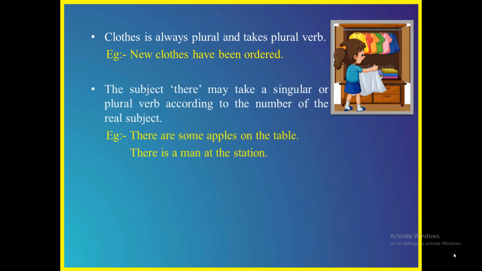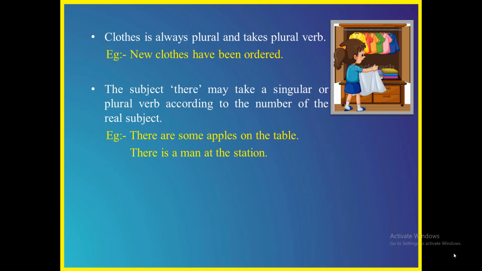The next rule, the subject there may take a singular or plural verb according to the number of the real subject. So if you are framing a sentence using the word there, the verb may differ according to the number of the subject you are using. If it is a singular subject, then you have to use a singular verb. If it is a plural subject, then you have to use a plural verb. Look into the example. There are some apples on the table. There is a man at the station.